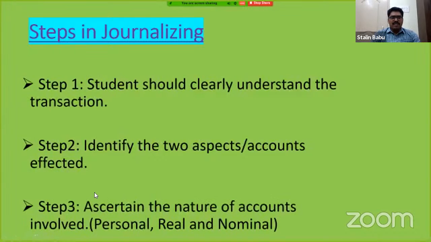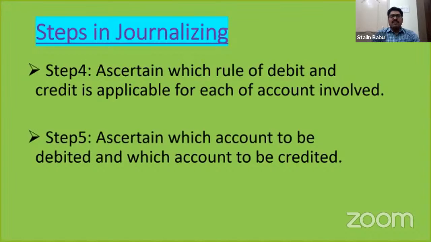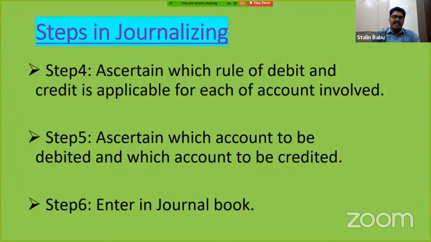In step 3, you have to ascertain the nature of the accounts involved. In step 2, we identify the two accounts. So here we have to identify the nature of the account, whether it belongs to personal account, real account, or nominal account. In step 4, you have to ascertain which rule of debit and credit is applicable for each account involved. In step 5, you have to ascertain which account is to be debited and which account is to be credited. Finally, we have to post the transaction, enter the transaction in the journal book.